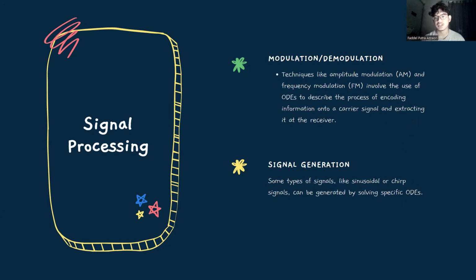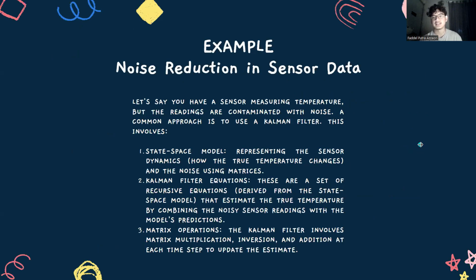Modulation or demodulation. Techniques like amplitude modulation (AM) and frequency modulation (FM) involve the use of ODEs to describe the process of encoding information into a carrier signal and extracting it at the receiver. Signal generation. Some types of signals, like sinusoidal or chirp signals, can be generated by solving specific ODEs.